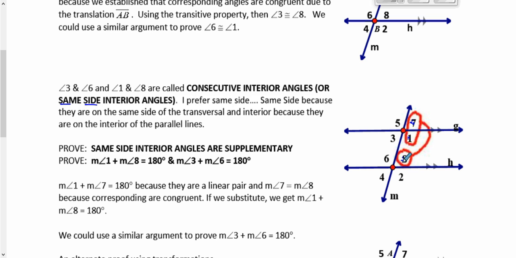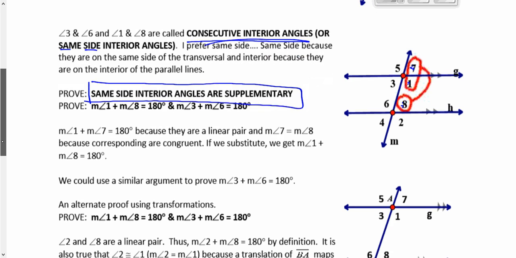So consecutive interior angles, or same side interior angles, are supplementary. They add to 180, okay? They're on the inside and on the same side. What about 3 and 6? Will they add to 180? For the same reason. They're consecutive interiors, okay?